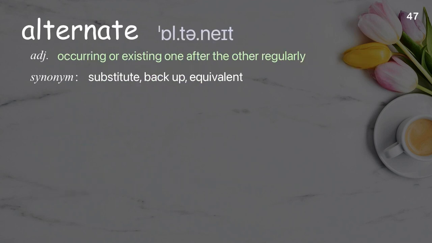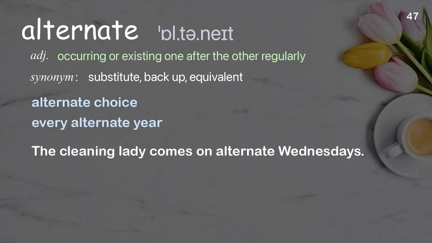Alternate. Occurring or existing one after the other regularly. Examples: alternate choice, every alternate year. The cleaning lady comes on alternate Wednesdays.